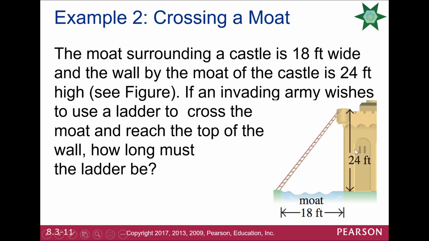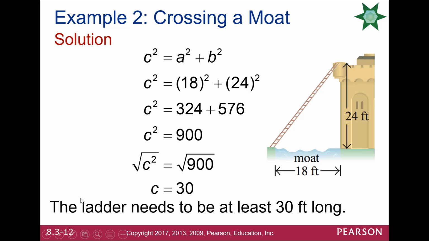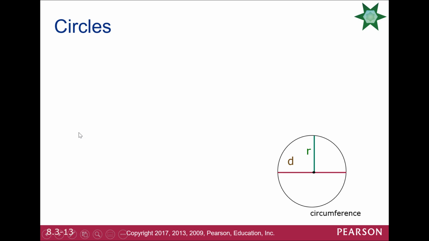In this particular case, 24 squared plus 18 squared would be equal to the length of this ladder squared. Here we have a moat surrounding a castle, and an invading army is going to try to use a ladder. So 24 squared plus 18 squared is 900. And then you're going to take the square root of that to solve for C. So the ladder would have to be more than 30 feet long so that they could actually use this.